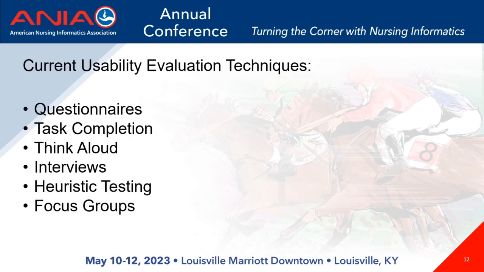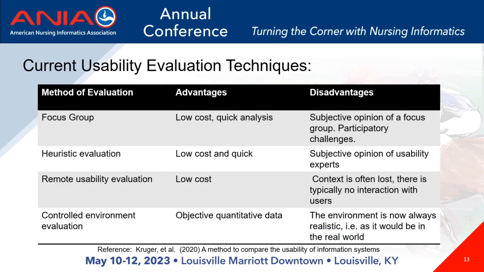Some current usability evaluation techniques include questionnaires, task completion, think out loud, interviews, heuristic testing, and focus groups. As you can see from our comparative chart, advantages and disadvantages range. Most of the advantages include low cost. However, some of the disadvantages range from subjectivity to the context potentially being lost. But all are valid techniques.